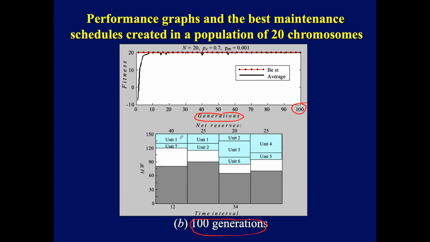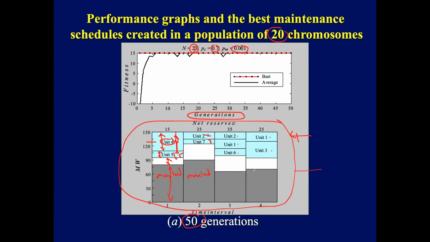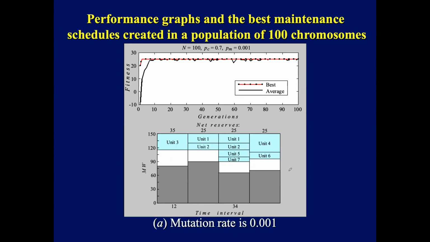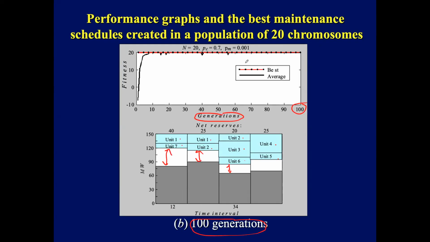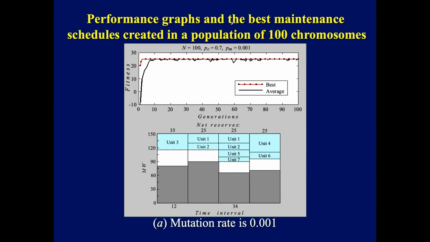So in this case, we maintain units 1 and 7, 1 and 2, 2, 3 and 6, and then 4 and 5, okay, with these net reserves. So maybe the net reserves here are much better than what we had previously here. You never know.